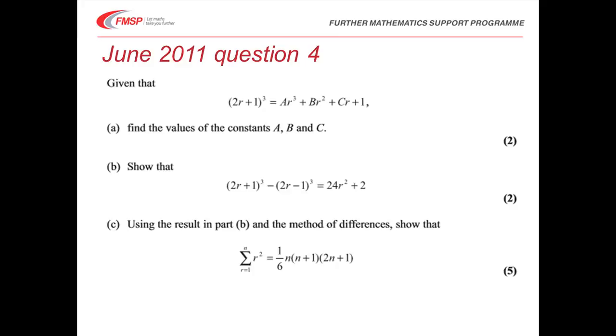Then we've got to show that another identity is true for 2 marks, and using this result from part B and the method of differences, we've got to show that the sum of r squared from r equals 1 to n is a sixth of n times (n + 1) times (2n + 1).